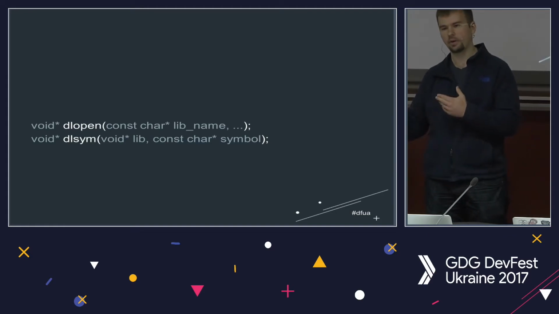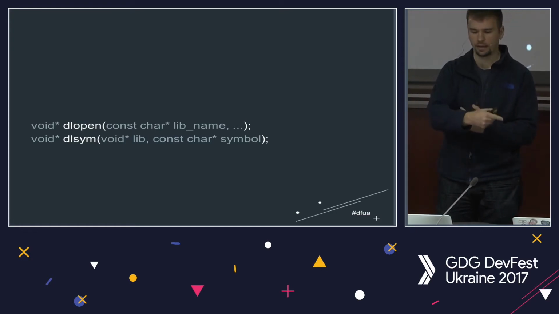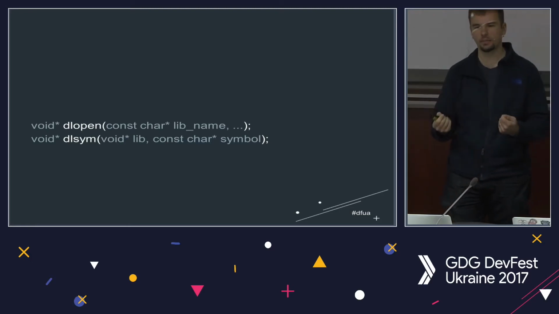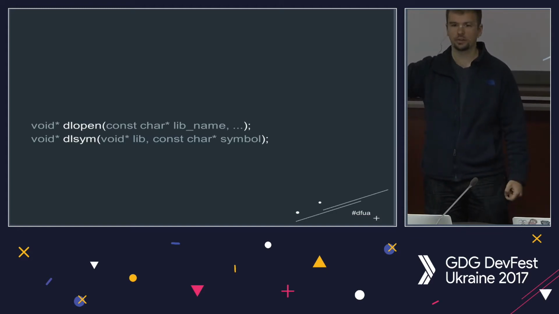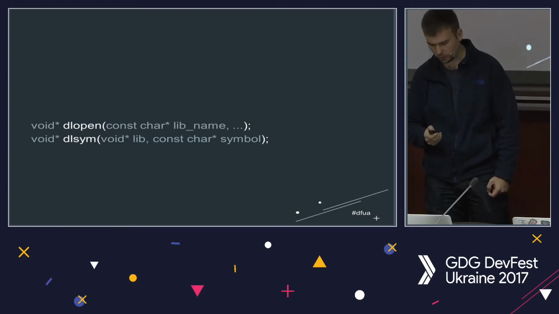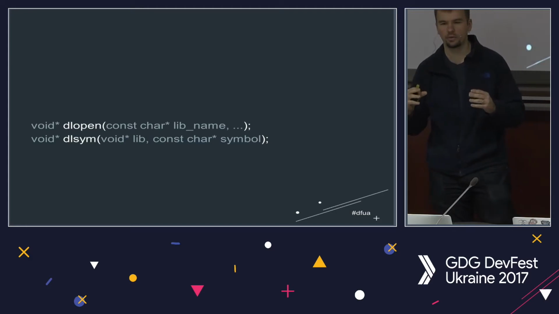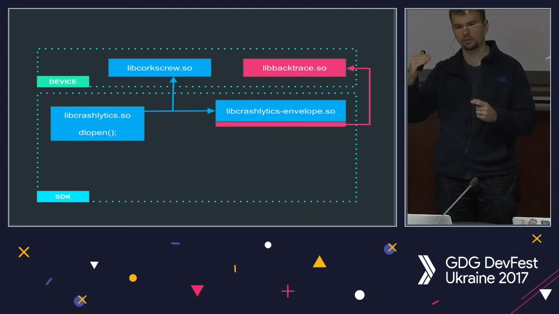We give this function the name of the library that we want to load, and what it returns to us is a handle to that library. Coupled with another POSIX function called dlsym, it takes the handle and the name of the function that we want to execute, and it allows us to call a function in this newly loaded library. The only caveat here is that the library that you want to load needs to be set up for dynamic loading.